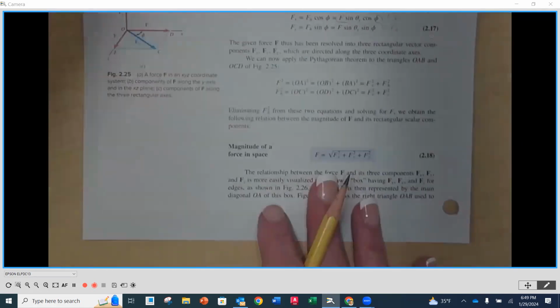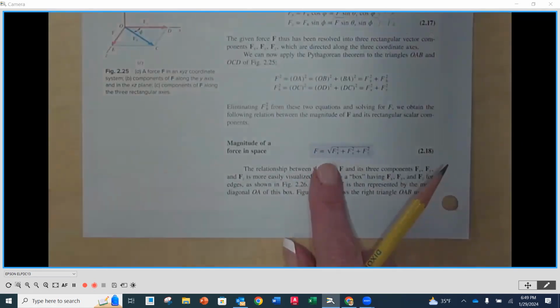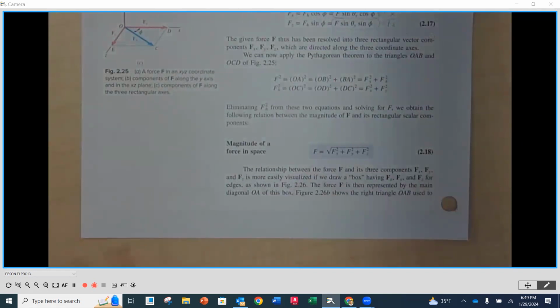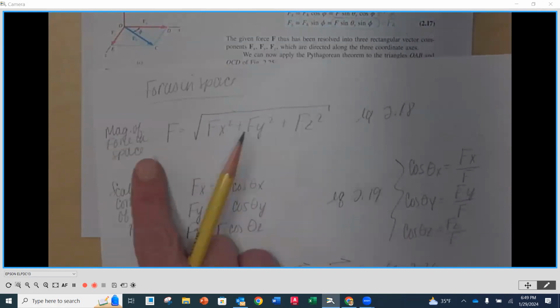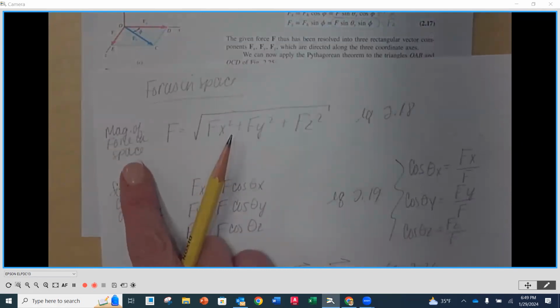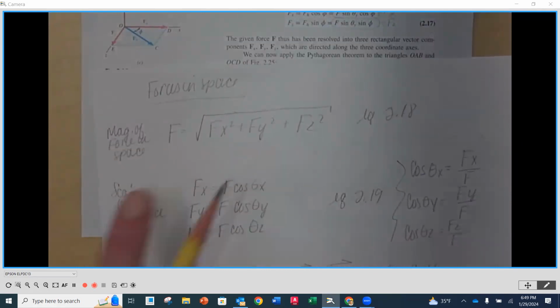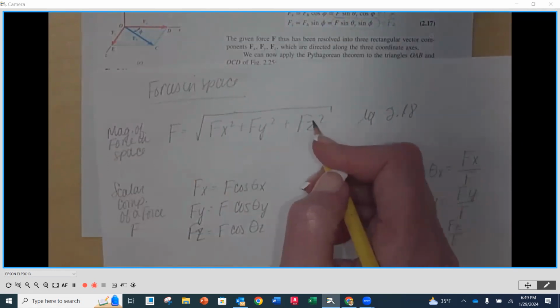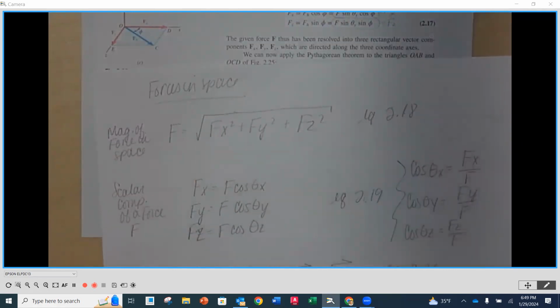Okay, so the first equation I want you to put on your equation sheet is going to be exactly that one. So it's equation 2.18, and it's going to be the magnitude of the force in space, F is equal to the square root of Fx squared plus Fy squared plus Fz squared. This is z right here. Okay, that's our first equation we're going to put down.